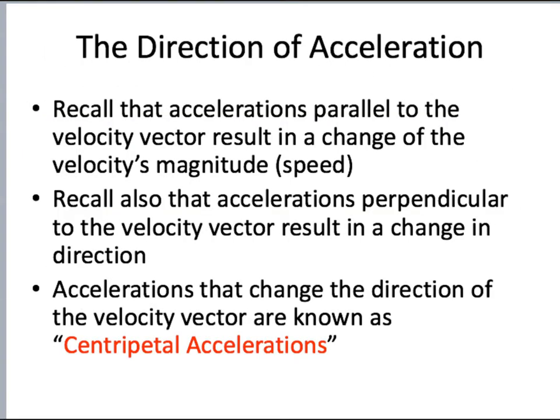So let's recall a few things that we have talked about before. We know that when the acceleration is parallel to the velocity vector, that changes the speed. And when the acceleration is perpendicular to the velocity vector, that changes the direction. And the accelerations that change the direction of the velocity vector are called centripetal accelerations. And we're going to see what that word centripetal means and why it's used in a little bit.